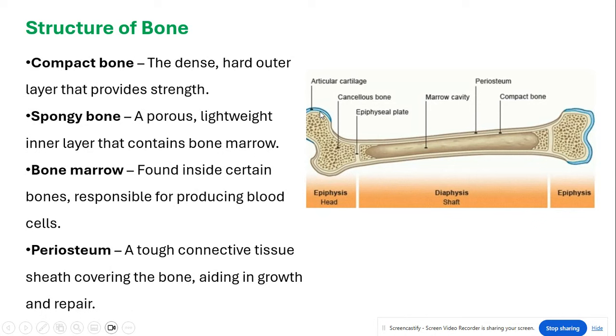All right, now here is the articular cartilage, cancellous bone. We have the epiphyseal plate. Okay, we have the marrow cavity. If somebody asks you where's the marrow cavity, say medullary cavity. Okay, periosteum, very important for nourishment.